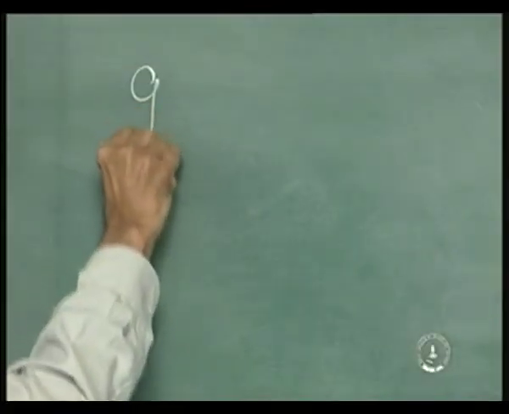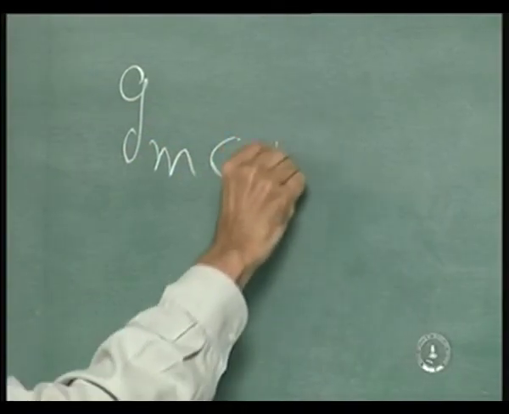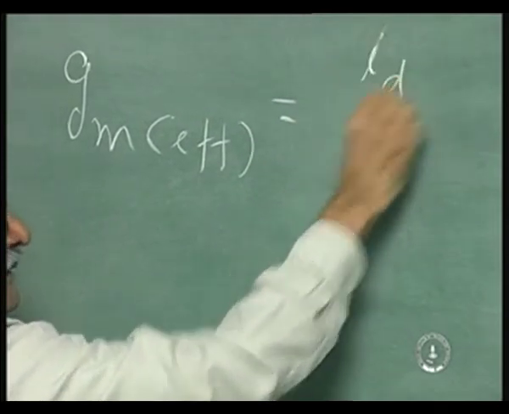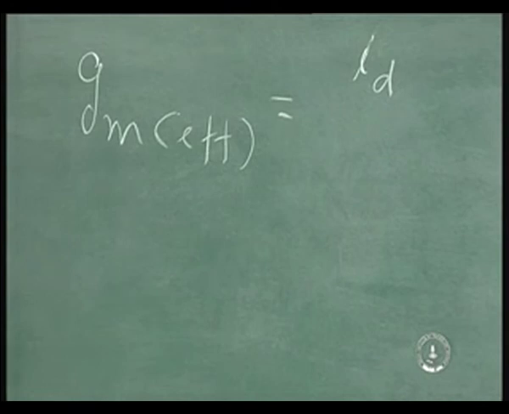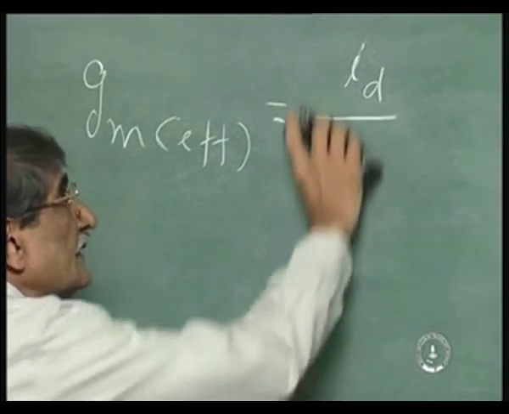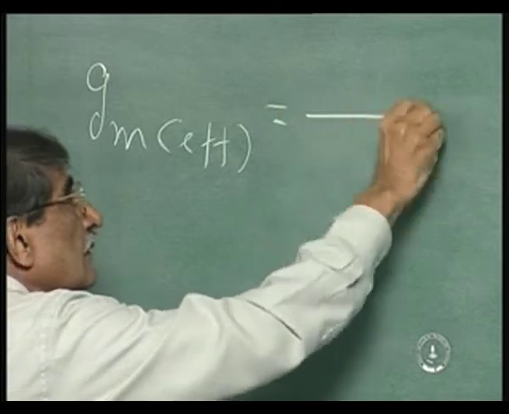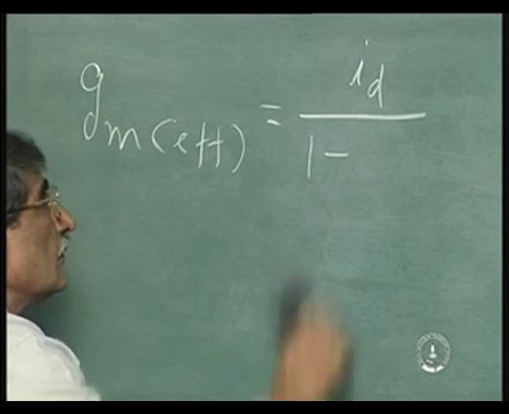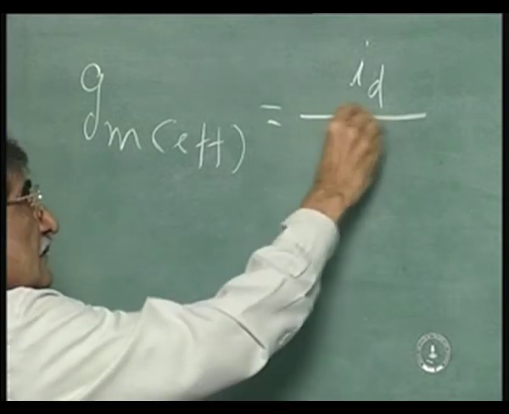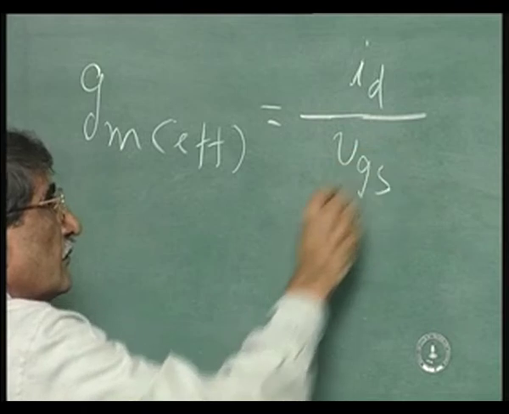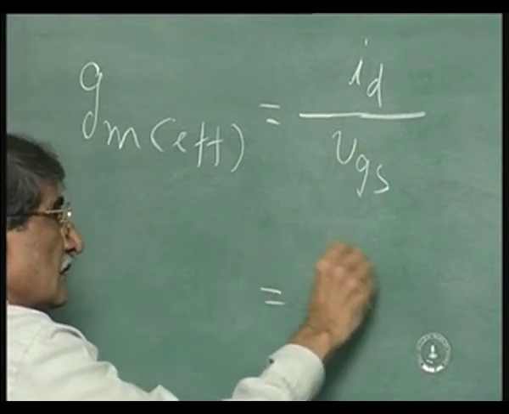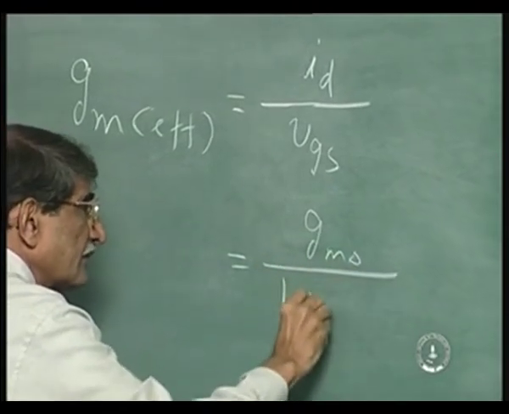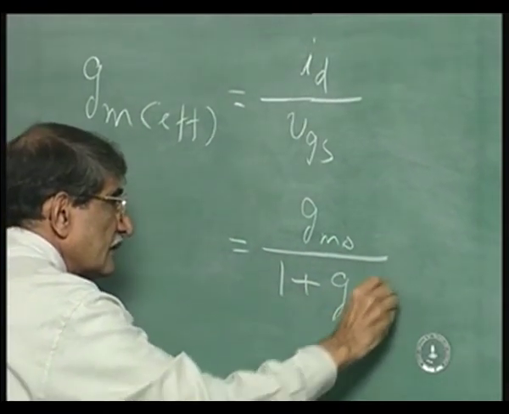So, that is the effective GM equals ID, drain current, divided by VGS, which actually is equal to GM0 divided by, I am rewriting that, 1 plus GM0 times RS.